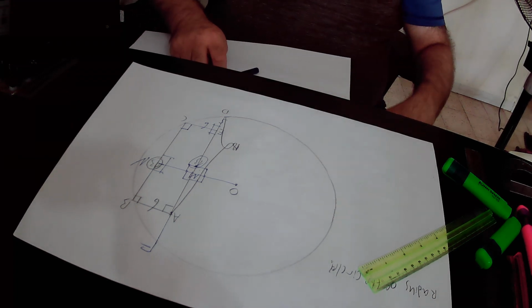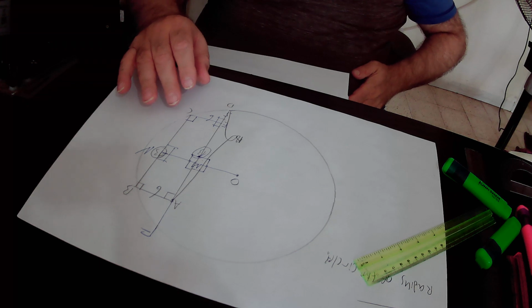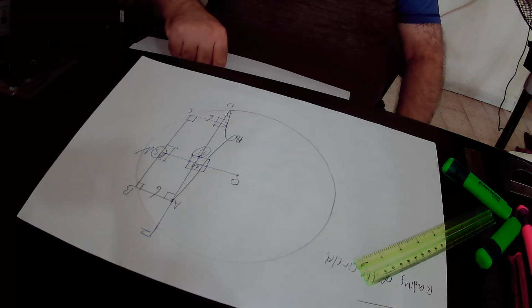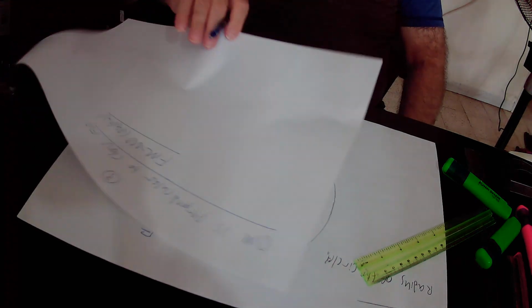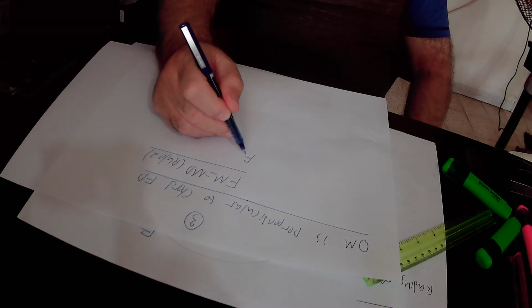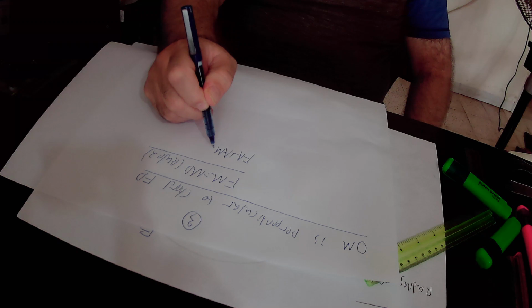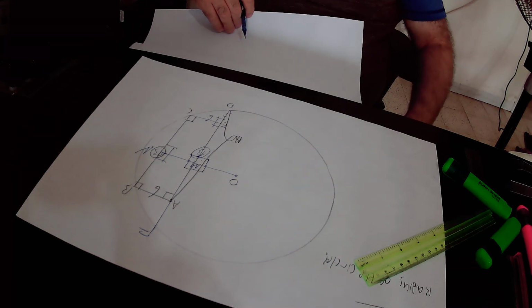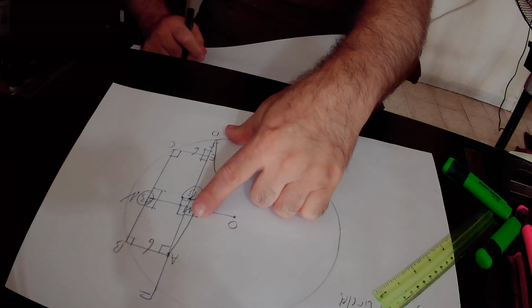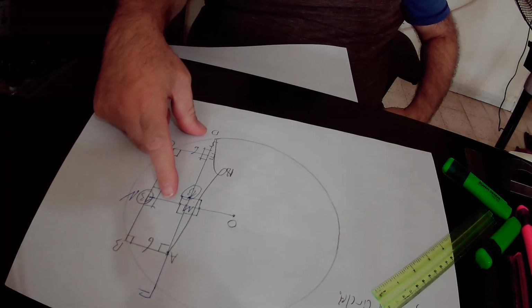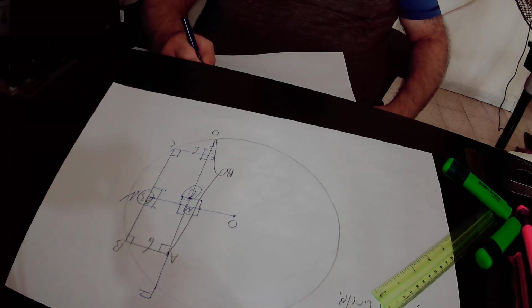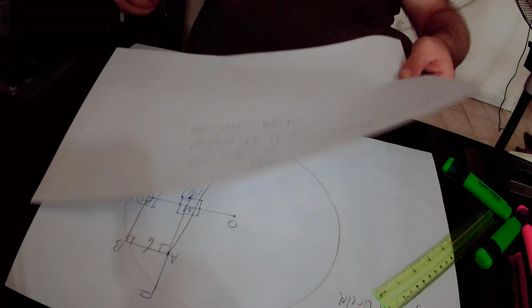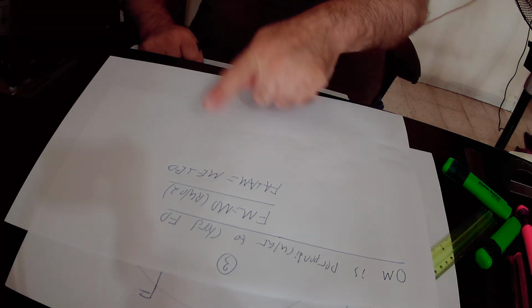But FM consists of segment FA plus AM. So this is to say FM equals FA plus AM. So you can substitute FM by FA plus AM. Likewise, we can substitute MD by ME plus ED. So we actually found out that FA plus AM equals ME plus ED.